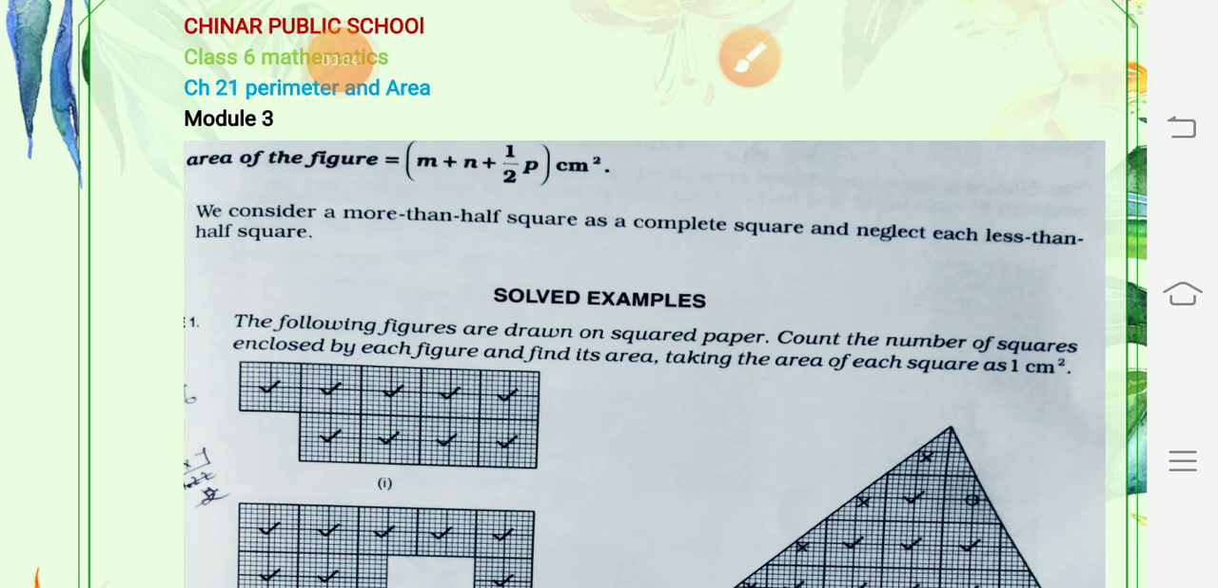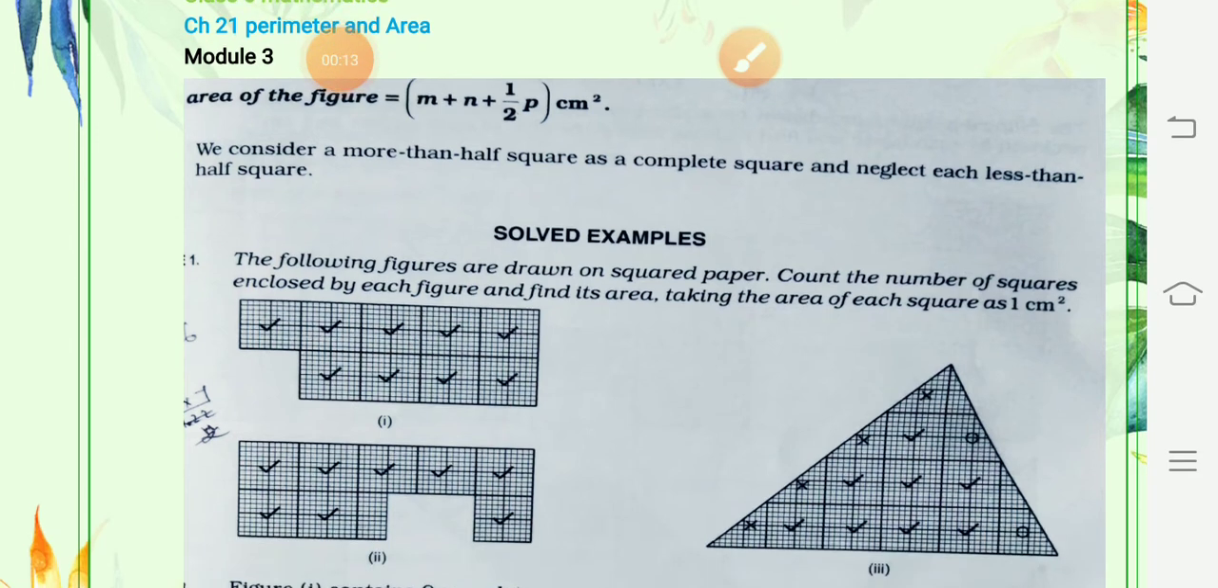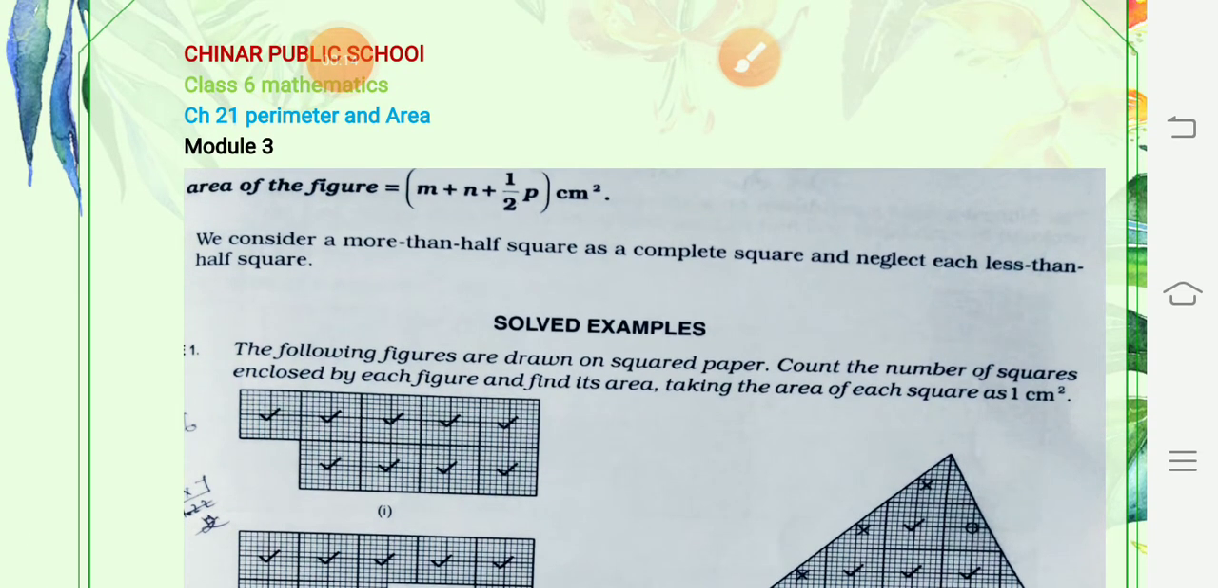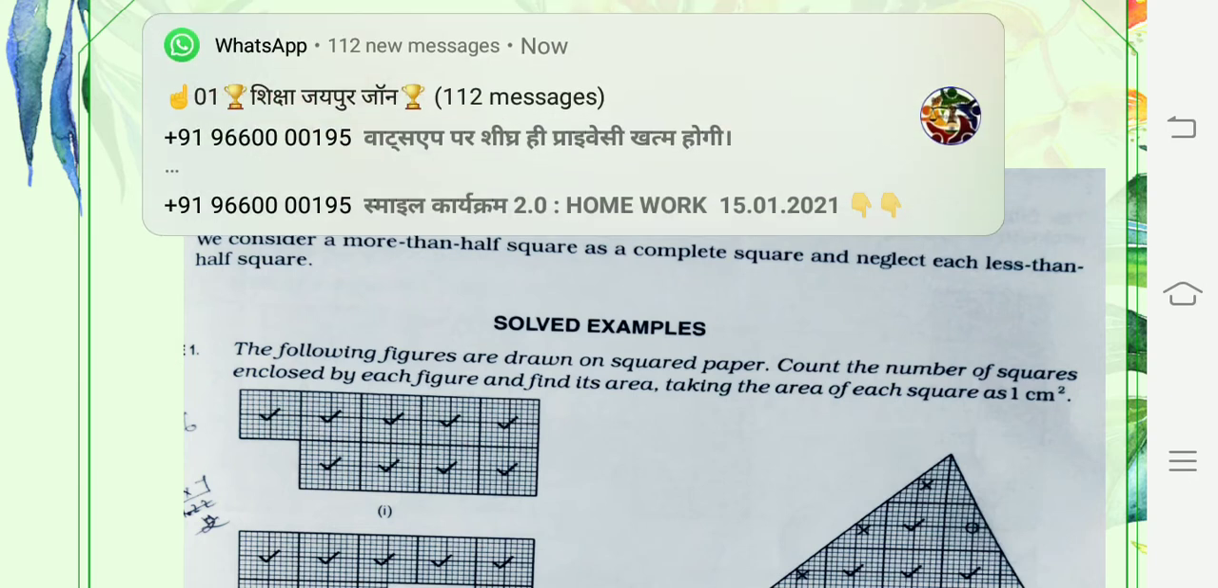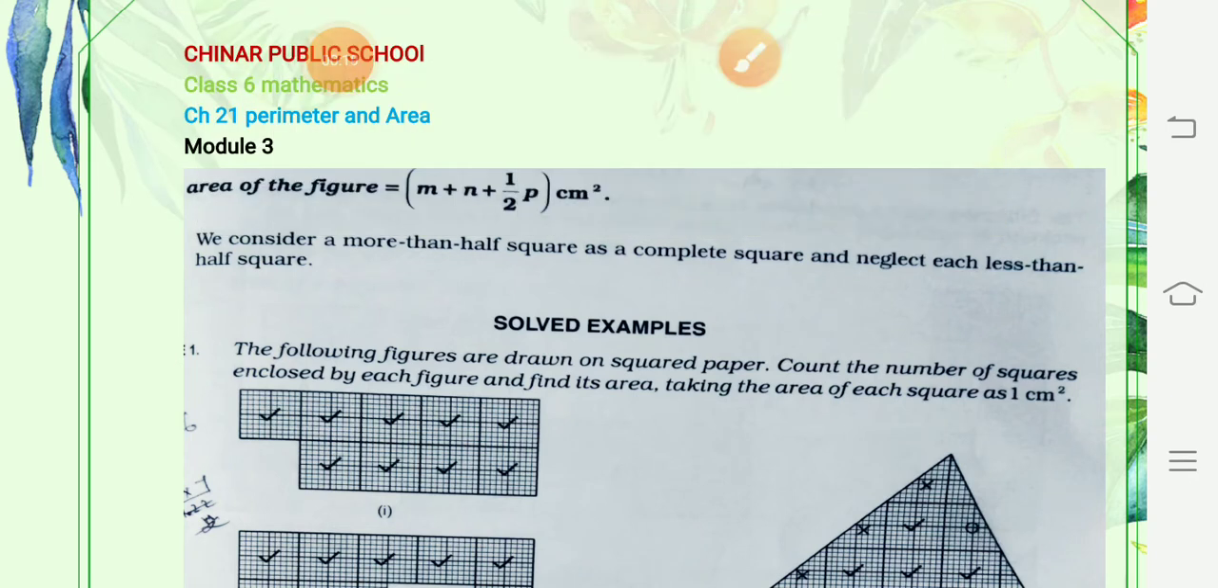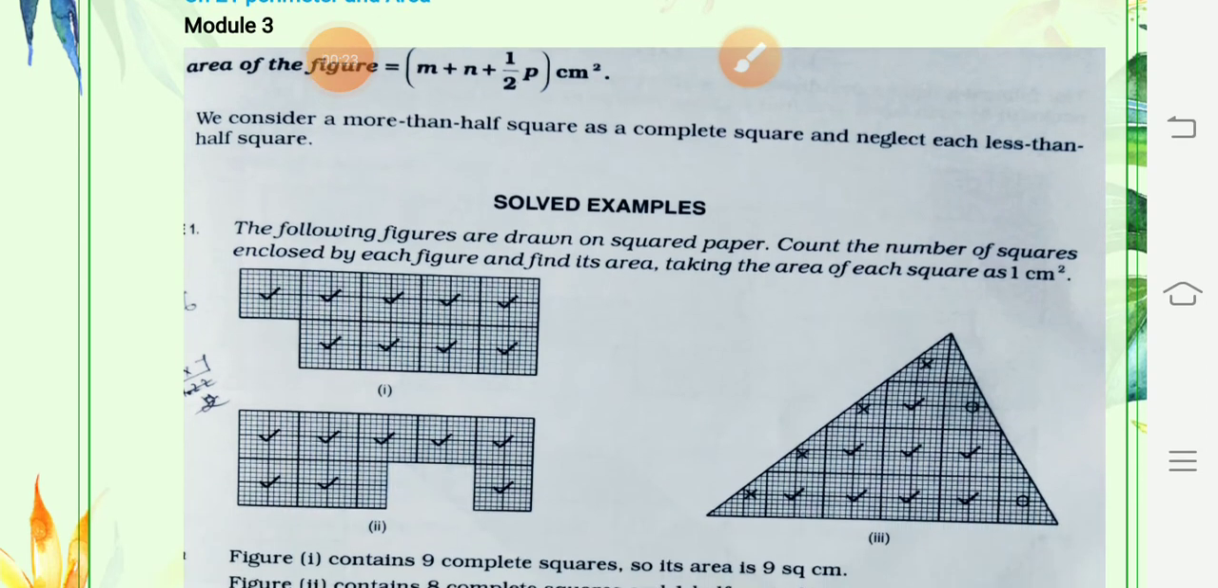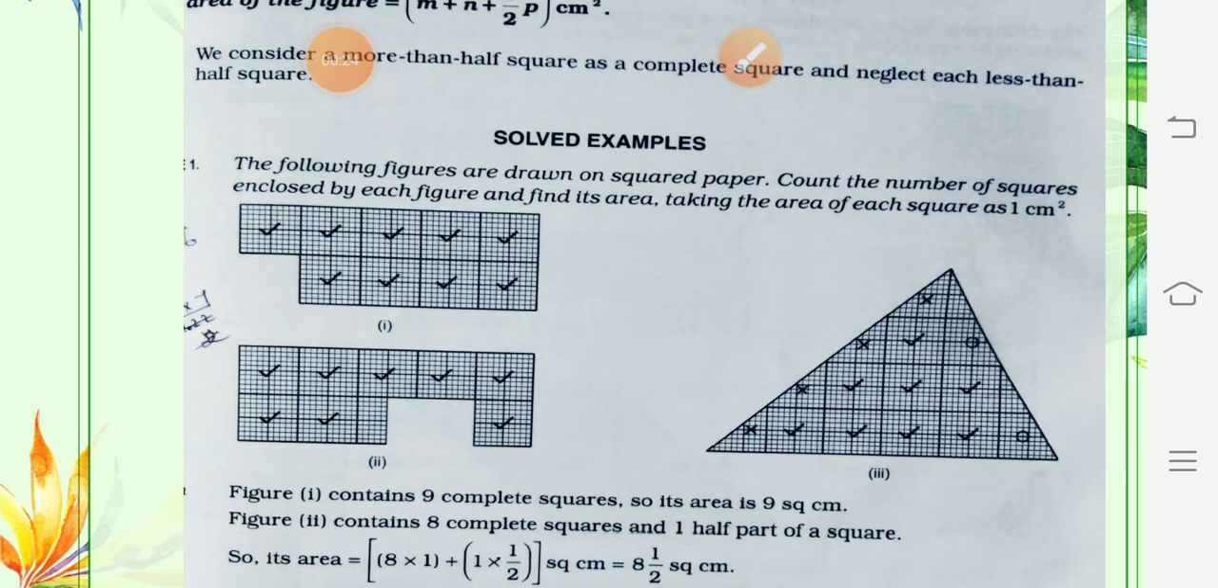Let's continue with the same chapter, chapter 21, perimeter and area. After finishing the perimeter, we are going to start the area chapter. In area, we have two or three types of concepts. First one, find out the area of these pictures, and after that, understanding some rectangle and square formulas.